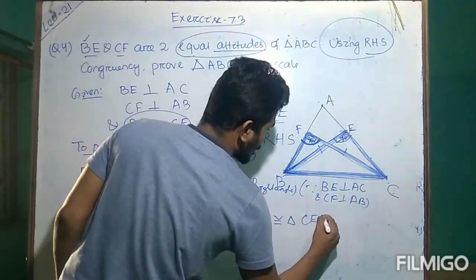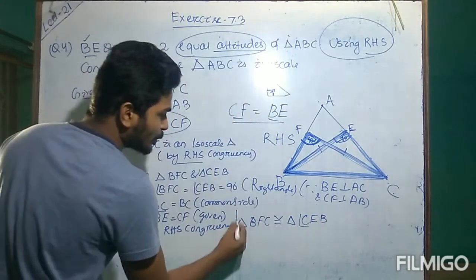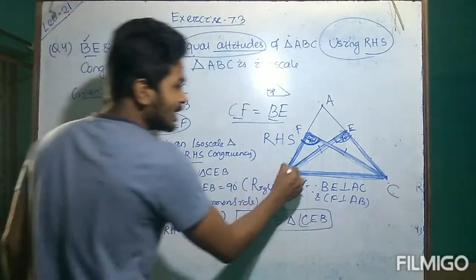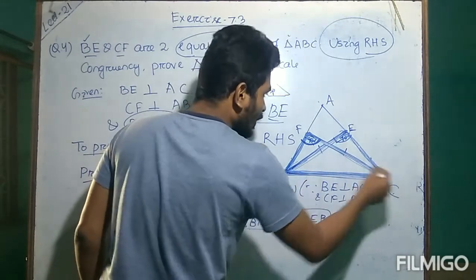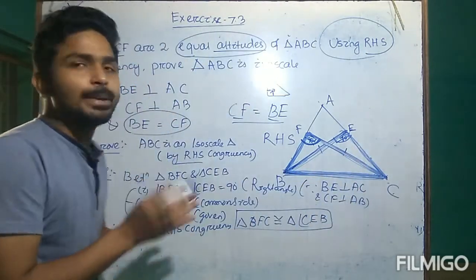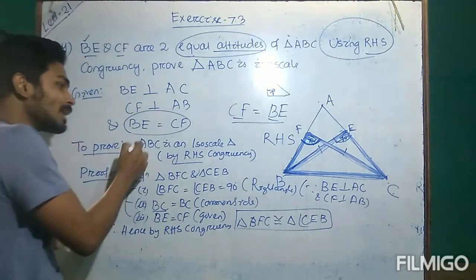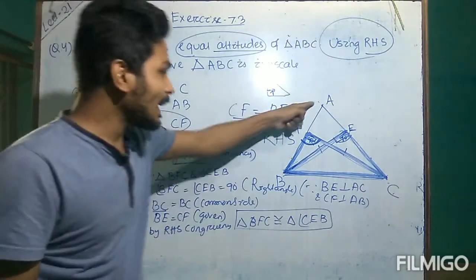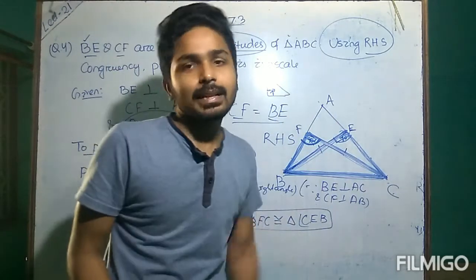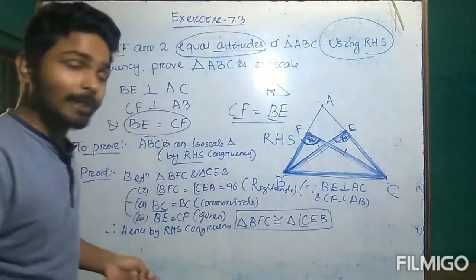This is clear. Okay, now we have proved what? We have proved that this small triangle BFC is congruent to the triangle CEB. This is clear. But what do we need to prove? We have to prove that ABC is an isosceles triangle, or this side AB is equal to this side AC. How can we prove it? It is also very easy.